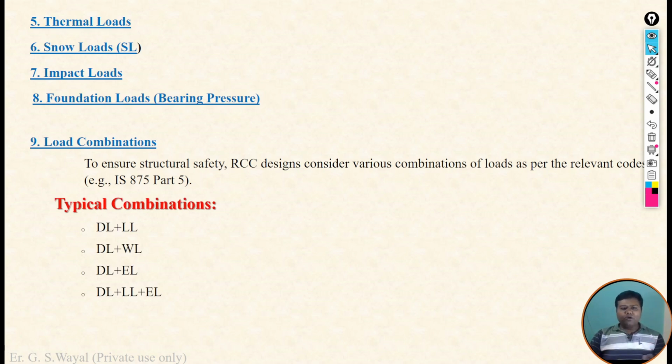These are the typical load combinations. Generally we can use dead load plus live load, dead load plus wind load, dead load plus earthquake load, dead load plus live load plus earthquake load. These are the typical load combinations, but we have to confirm them as per the codal provision before analysis. When we are using tools like ETABS and STAAD Pro for the analysis, before analyzing the structure, we have to provide the load combinations as per the codal provision, like IS 875 Part 5.